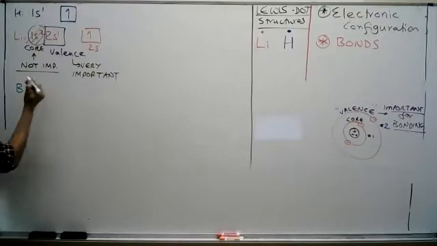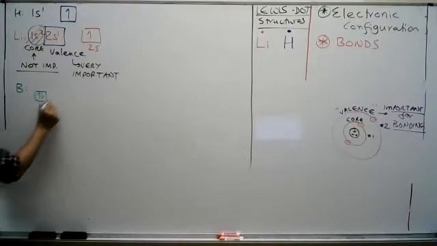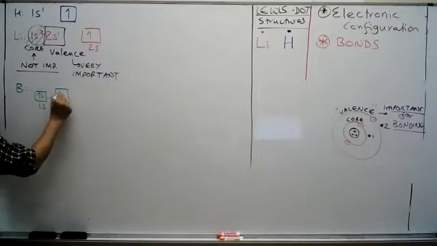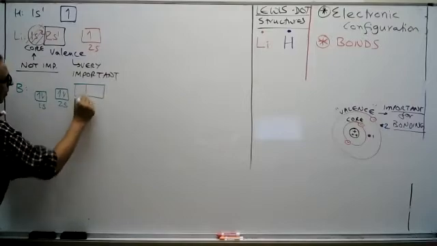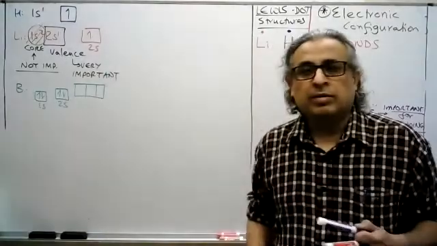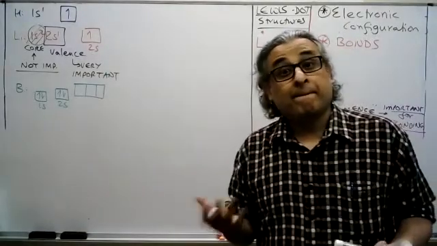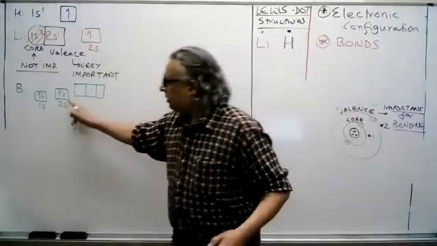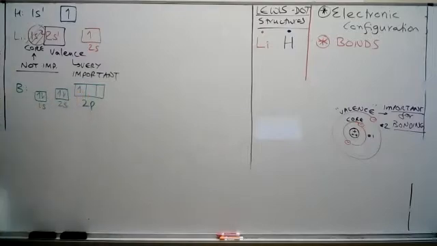Let's do boron. Boron will be, let's do everything: 1s2, 2s2, 2p what? Boron's 1s2, 2s2, 2p1. Very good. There is something funny that happens here. We'll talk about it in a second.